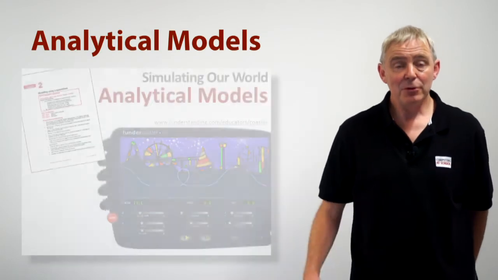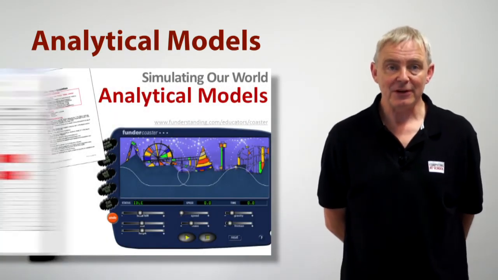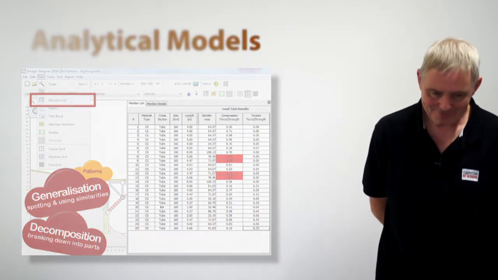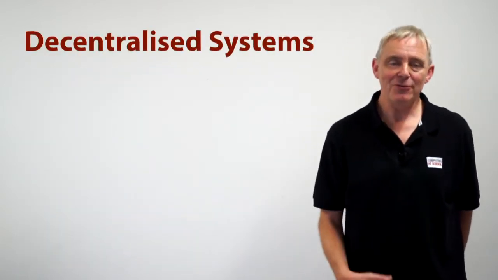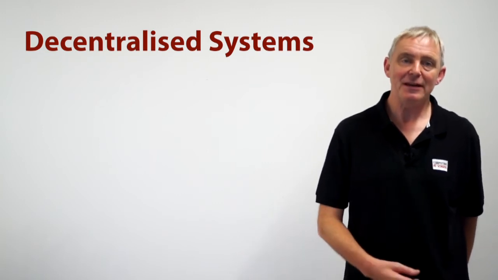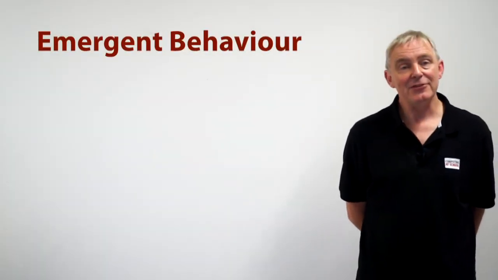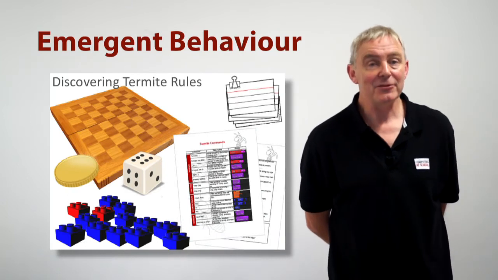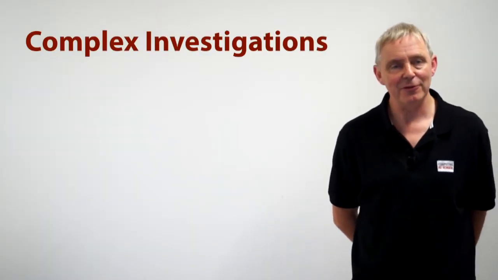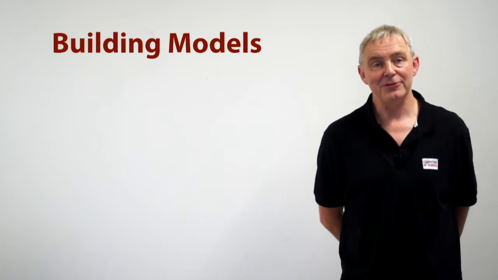There are 5 sessions in the unit. The first, analytical models, explores some environments for looking at deterministic models and some of their limitations. The second, decentralised systems, introduces some of the fundamental concepts for understanding decentralised systems and agent-based modelling. The third, emergent behaviour, takes the rules behind developing termite mounds as the starting point for an investigation. Complex investigations, the fourth of the sessions, takes these ideas further and looks at ways in which we can analyse the behaviour that emerges from the models. And finally, building models allows the attendees to develop their own models.